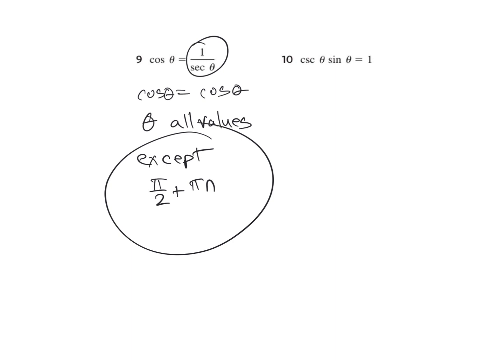Okay, all right, so now you have cosecant, which is 1 over sine, times the sine of theta. So what values of theta make this 1? Every value except for when your sine is 0. So where is the sine value 0? Sine is 0 at pi and 0. So we're going to do pi plus pi n.